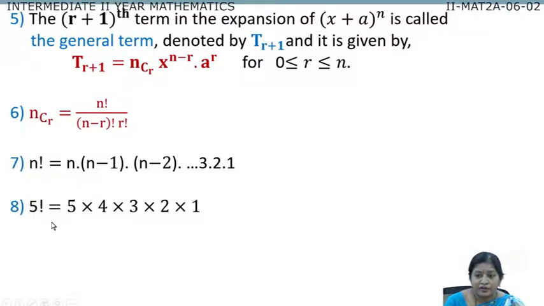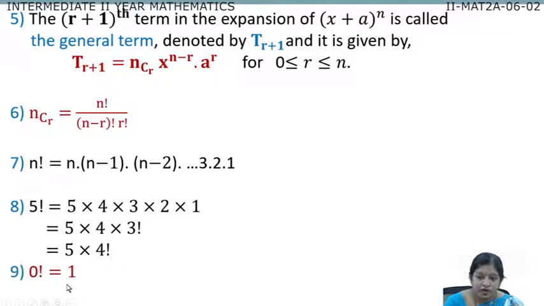5 factorial ఎలా కనుక్కుంటాము? సేమ్ by using this formula 5 into 4 into 3 into 2 into 1, లేదా దీన్నే మనము 3 into 2 into 1 ని 3 factorial గా రాసుకోవచ్చు కాబట్టి 5 factorial ని 5 into 4 into 3 factorial అని, దీనినే మనము 5 into 4 factorial గా కూడా రాసుకోవచ్చు. And you know that 0 factorial value is equal to 1.